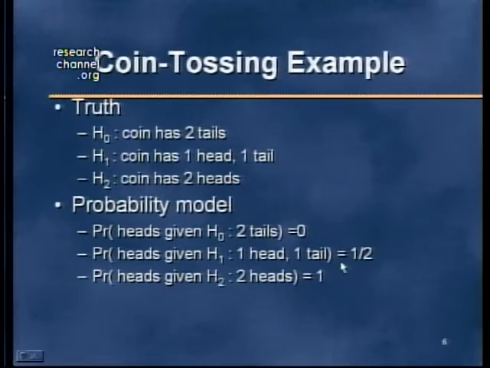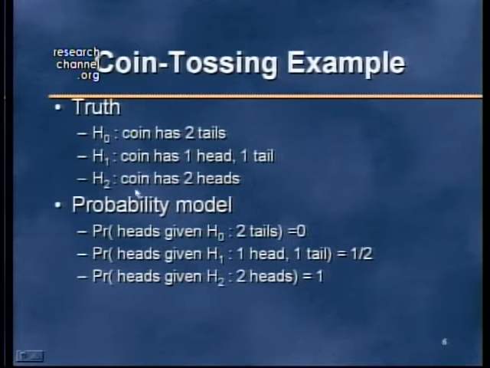If it's a fair coin. So if it's weighted in some way, that probability wouldn't be the same. The probability, though, of getting a head when the coin has two heads, under that scenario, that probability is equal to 1. The chance of obtaining a head if we've actually flipped a coin with two heads is 1.